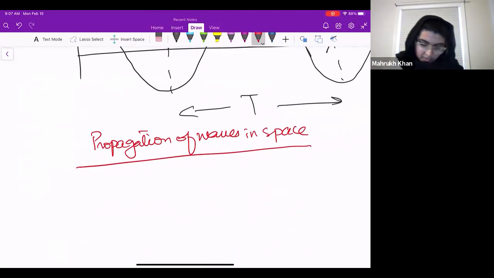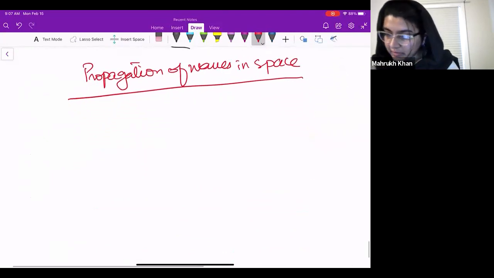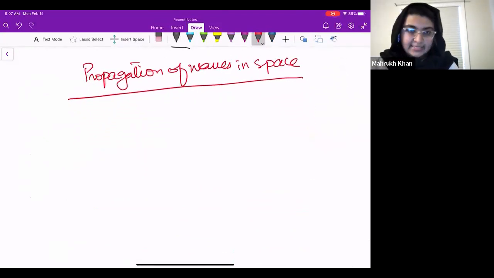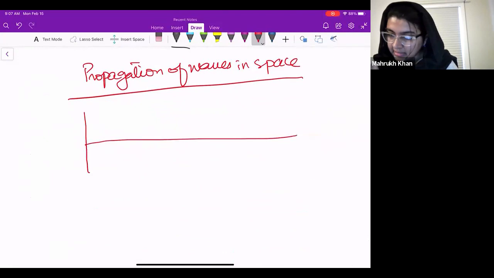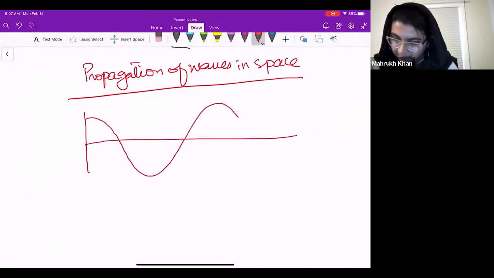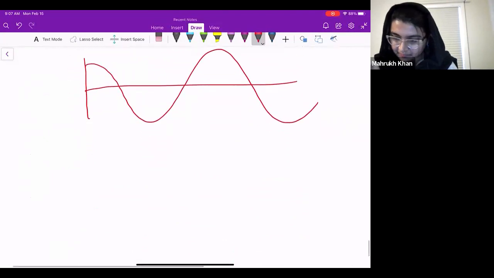Okay, so now if we put our attention on figure 1.10, we can see that this wave is propagating in the plus x direction. How are we seeing it?